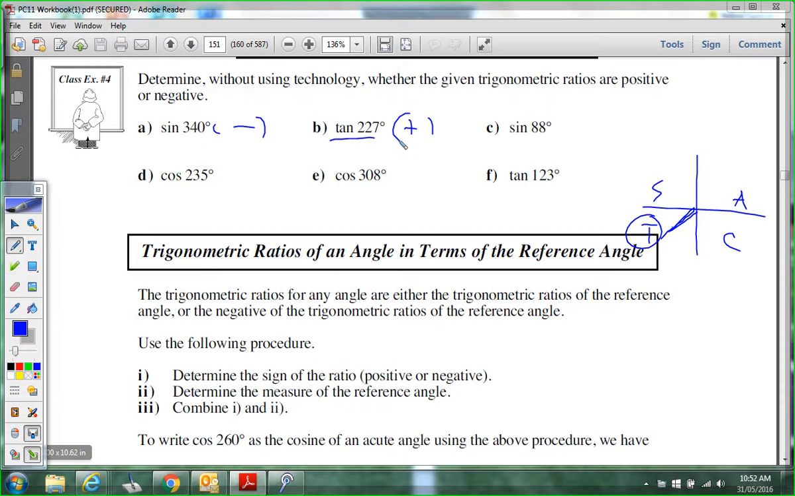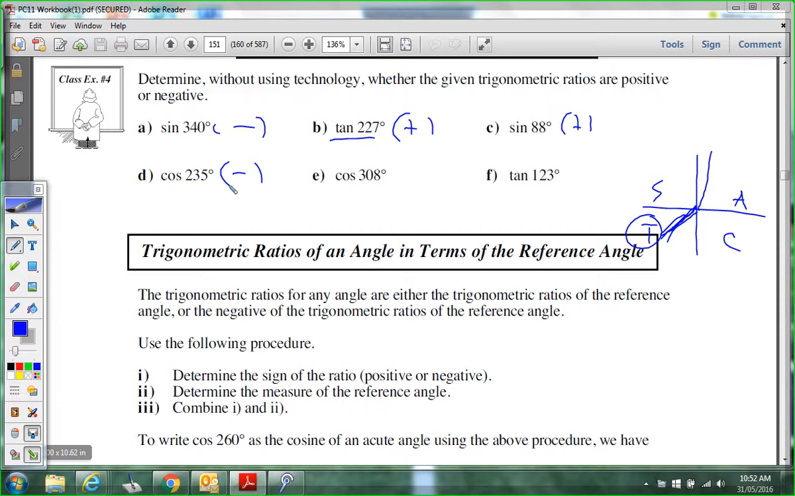Maddie, what do you think about sine of 88? Positive, right? 88 is right here. It's in the positive everywhere. Okay, so good. Okay, Wiley, what do you think about cos of 235? Negative. Let's see. I assume you're right. 235 is in here. Tangent's positive, so yes, negative. Good job. We'll go across some more.